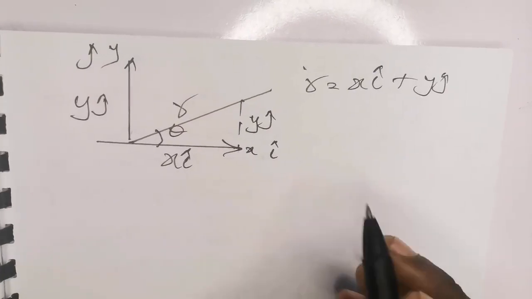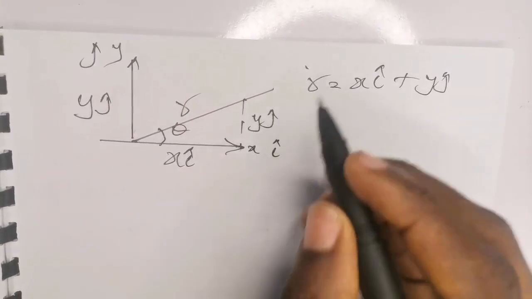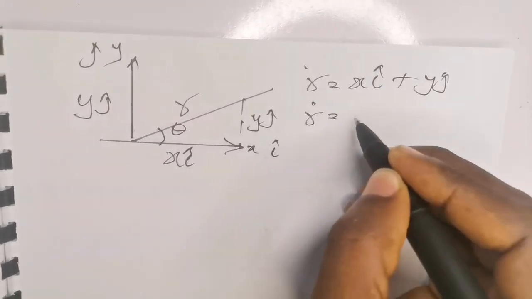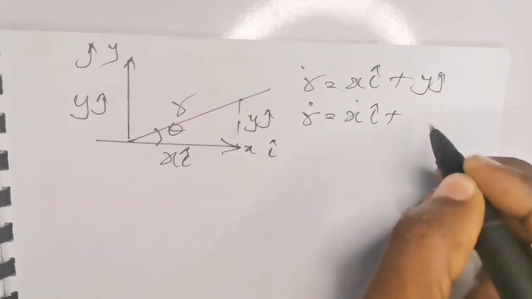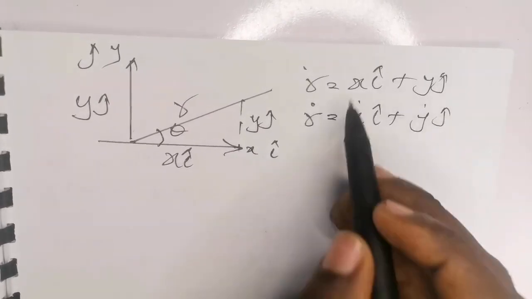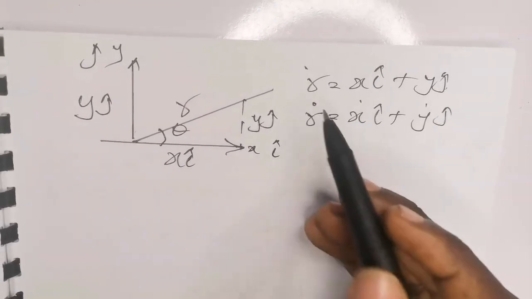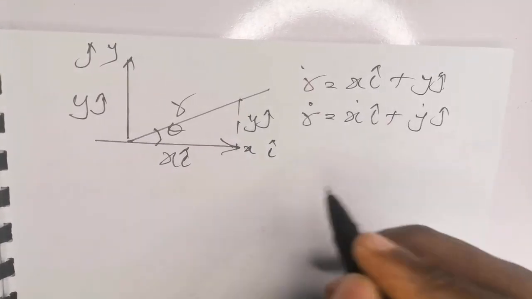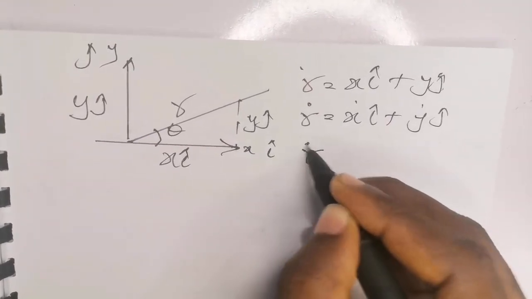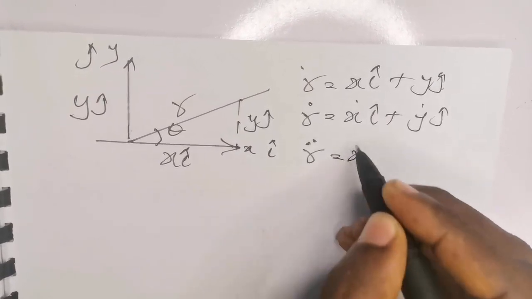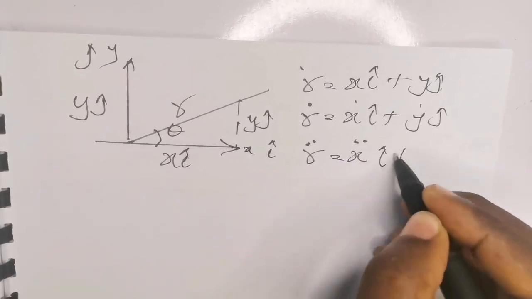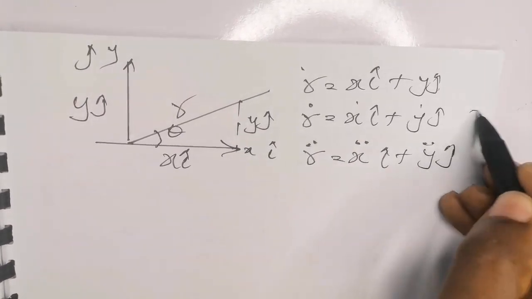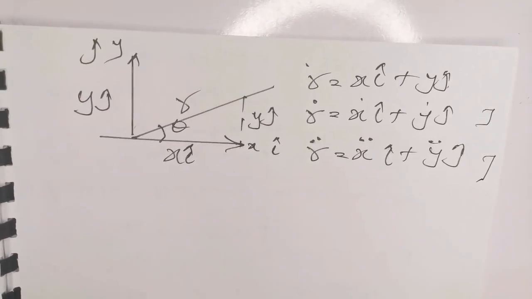Now to find velocity, it means we have to differentiate the radius arm once. So that is r dot, which is equal to x dot i plus y dot j, which means differentiate x and y if you're looking for r dot. Now to find acceleration, you have to differentiate the radius arm twice. That gives us r double dot, equal to x double dot in the i direction plus y double dot in the j direction. So this is our velocity and this is our acceleration.